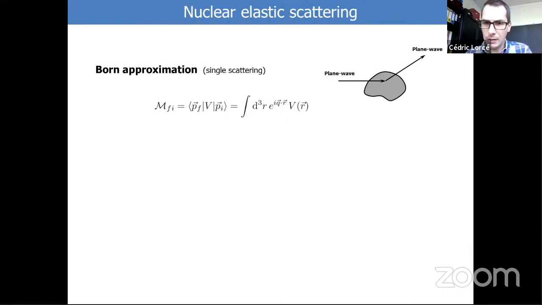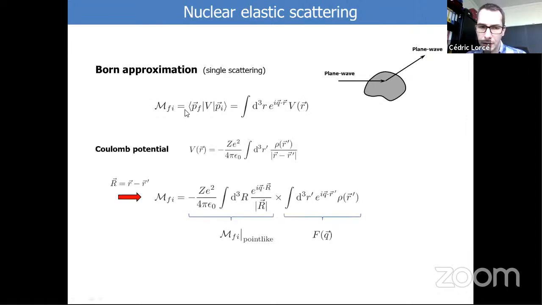The usual thing is to consider the Born approximation. So if the interaction with the target is small enough, we can approximate the scattering of the incoming wave, or the plane wave that will describe plane wave electrons, as a single scattering. And if you do so, basically the amplitude would be a Fourier transform of the potential. That's what symmetries of space-time tell you.